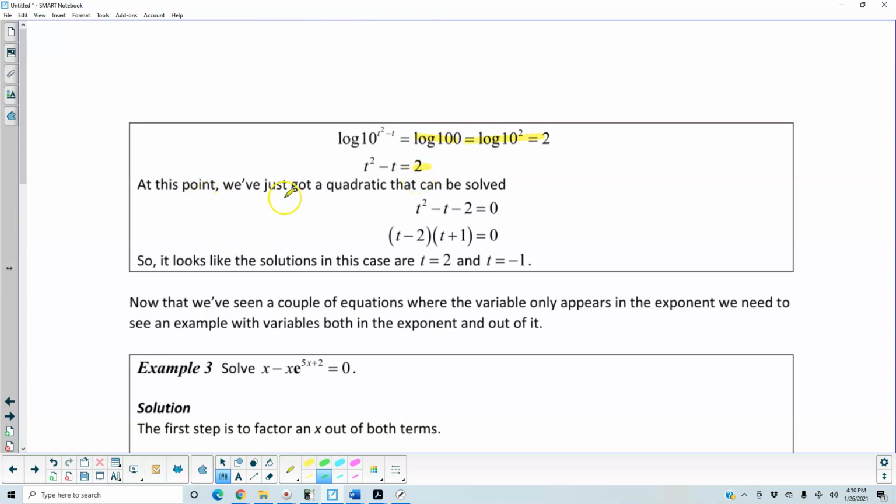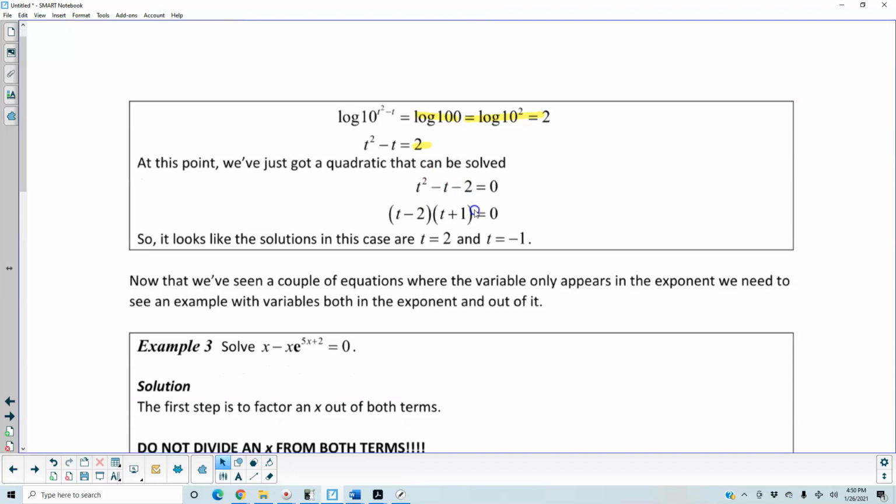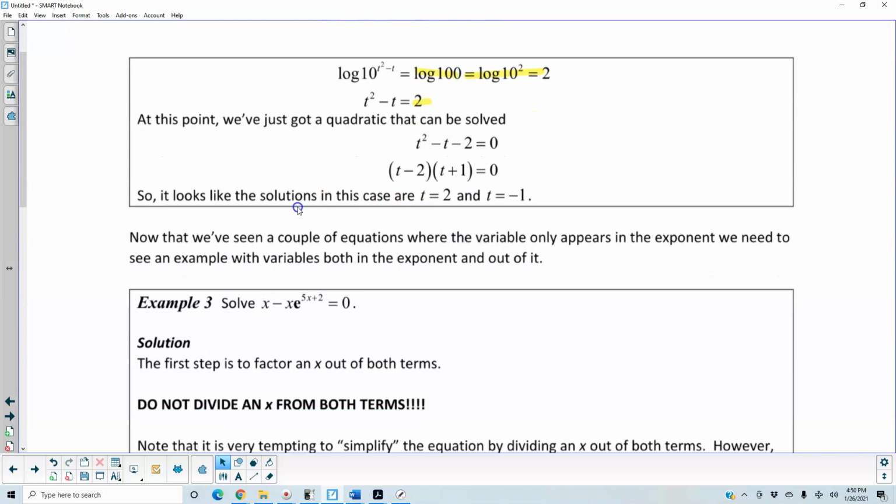So at this point, we've just got a quadratic that can be solved. We're going to subtract 2 from both sides, and so we get t squared minus t minus 2, which is equal to 0. And then factoring, we get t minus 2 times t plus 1 is equal to 0. So it looks like the solutions in this case are t is equal to 2 and t is equal to negative 1.